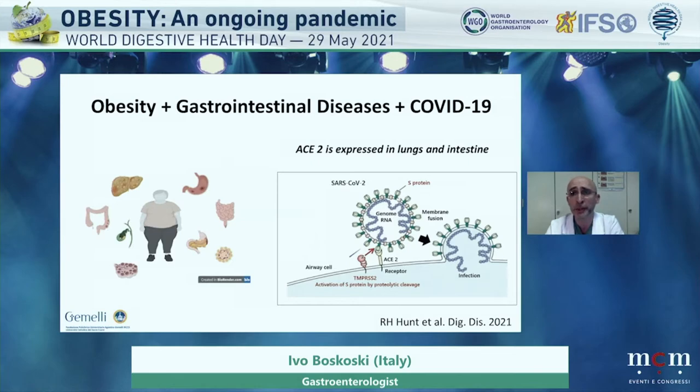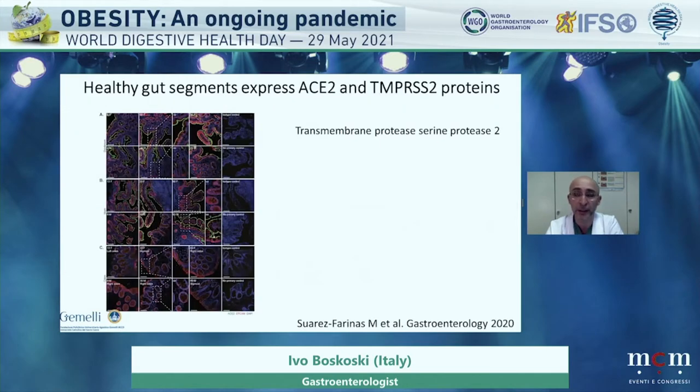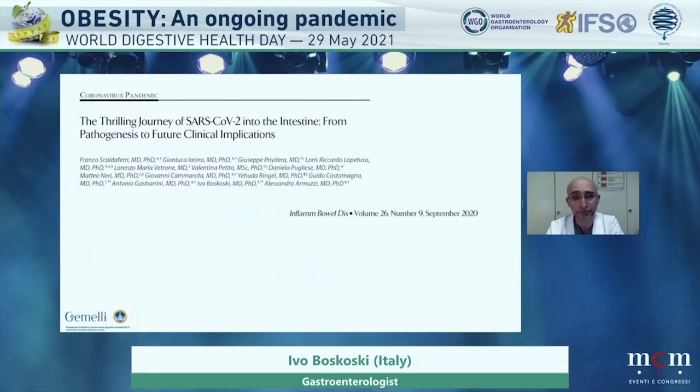Why is ACE2 important? Because, as I said before, there is competition, especially for ACE2, and it is expressed both in the lungs and in the intestine. And not only ACE2, but also the transmembrane serine protease 2 protein. We have published this recently, regarding the thrilling journey of SARS-CoV-2 into the intestine, from pathogenesis to future clinical implications.